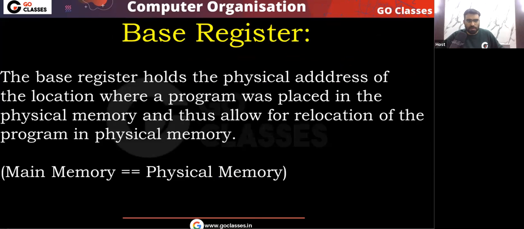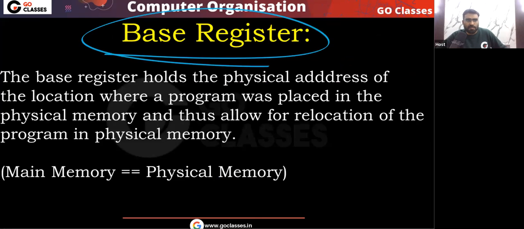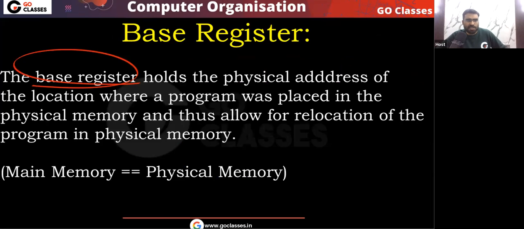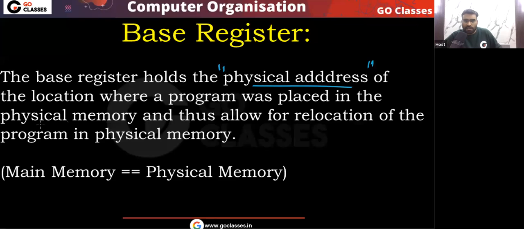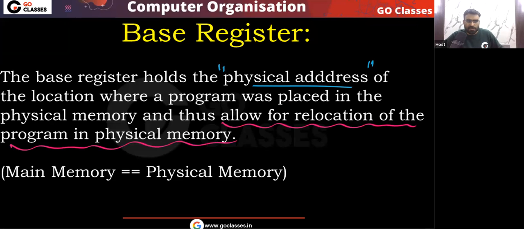Now let's move on. So this is your base register. What is the base register? The base register holds the physical address of the location where the program is located in the physical memory, and thus it allows for relocation of the program in the physical memory. This is the definition of base register. If someone asks you what is base register, you can say that the base register holds the physical address where the program is located in the main memory, and it allows for relocation of the program in the physical memory.